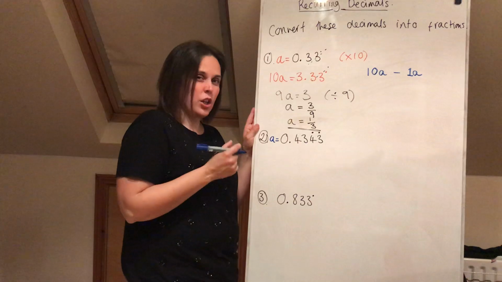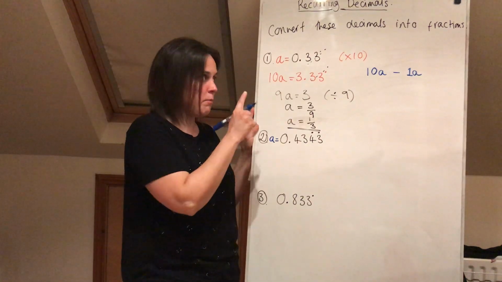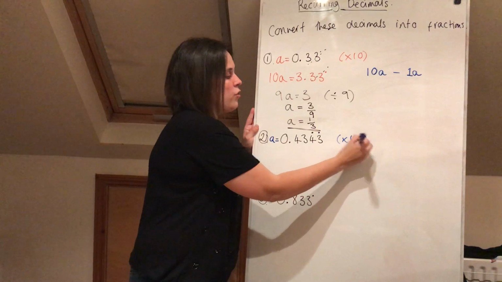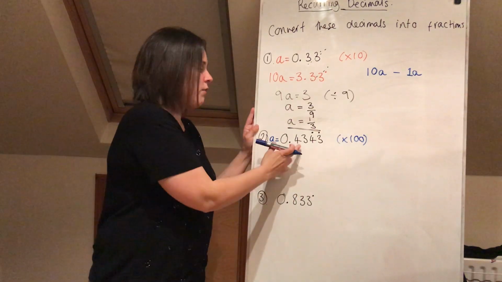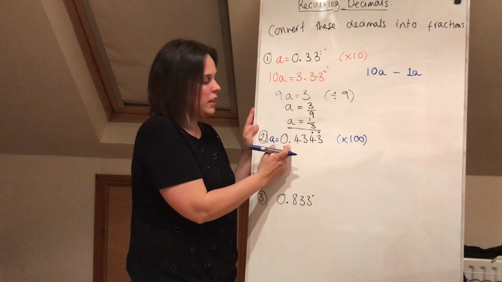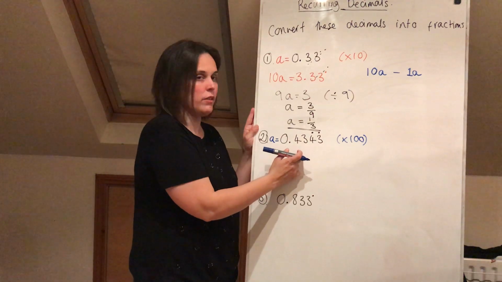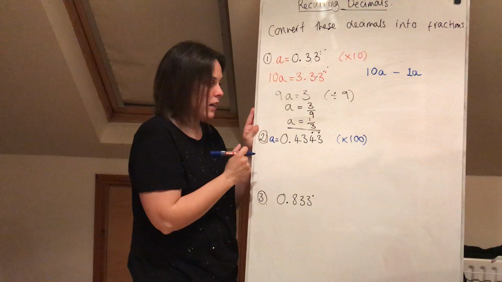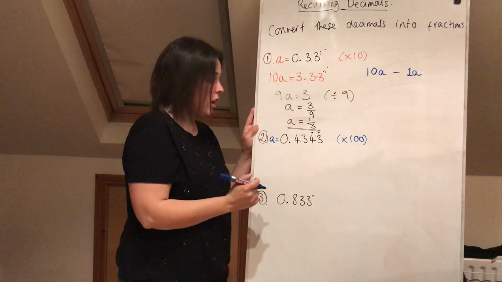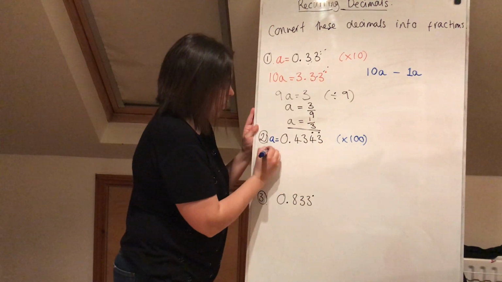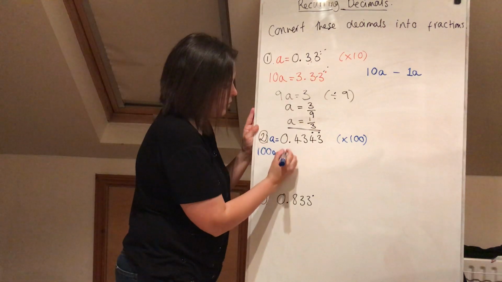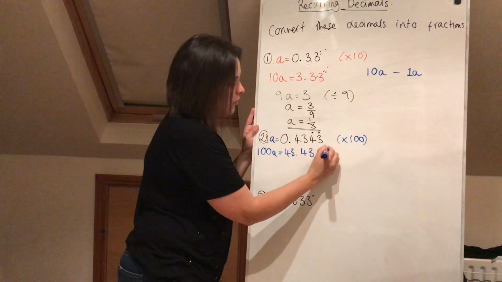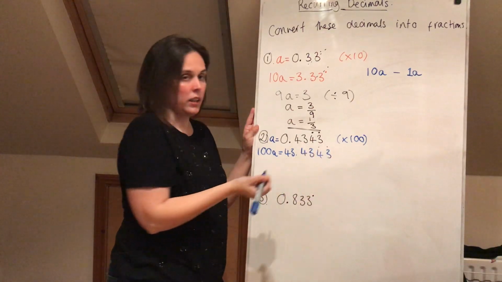So because there's two numbers repeating, instead of multiplying by 10, we actually multiply by 100, because if we just multiplied by 10, then we would have 0.343434, and these two wouldn't match up, and then we couldn't subtract. So we need to multiply by 100. So 100A is equal to 43 point, and there you have your 4343. Okay?